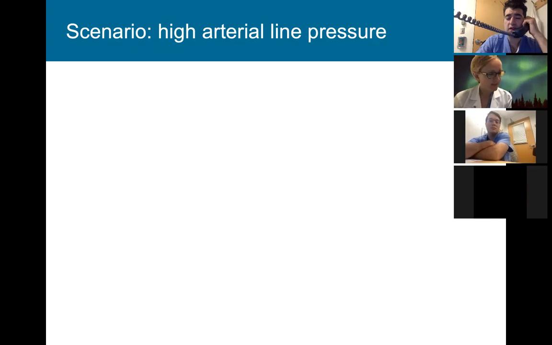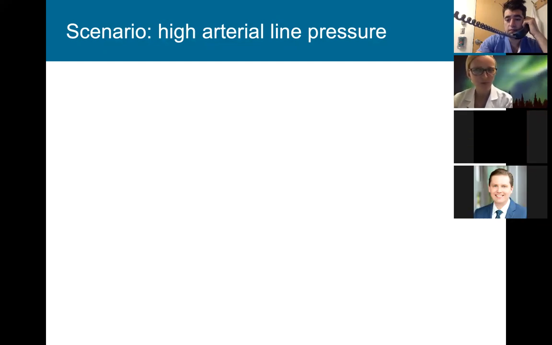Great, so high arterial line pressures. If Baldwin isn't there, Luis, you want to take this one? I'm here. I'm sorry, I stepped out for a minute. No problem. So high arterial line pressures. Number one, I'm concerned about the potential for dissection. It depends on where I'm cannulated, but I'd be worried about my cannulation site.